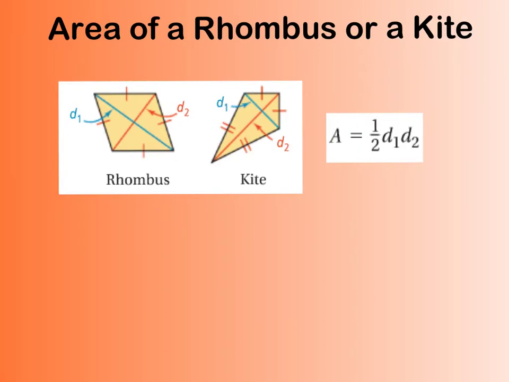Here we have the formula for finding the area of a rhombus or a kite. And it's actually the same formula. I have 1/2 diagonal 1 times diagonal 2. So in a rhombus, here are your diagonals. In a kite, here are your diagonals. You just multiply them together and then take half of that value.